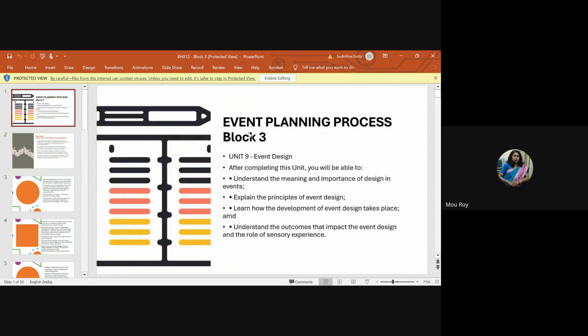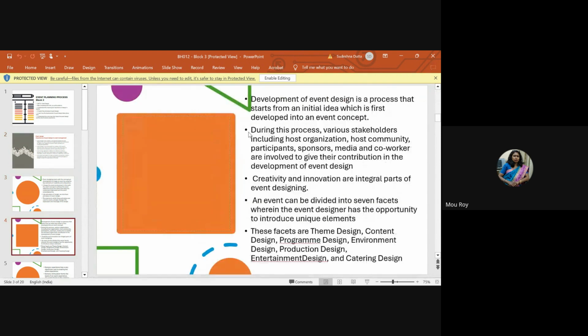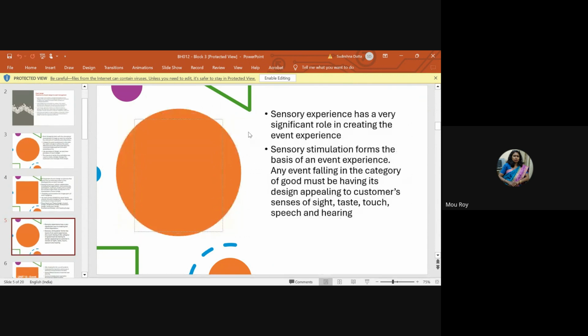So these are basically the facets of event design. They are theme design, content design, program design, environment design, production design, entertainment design, and catering design.